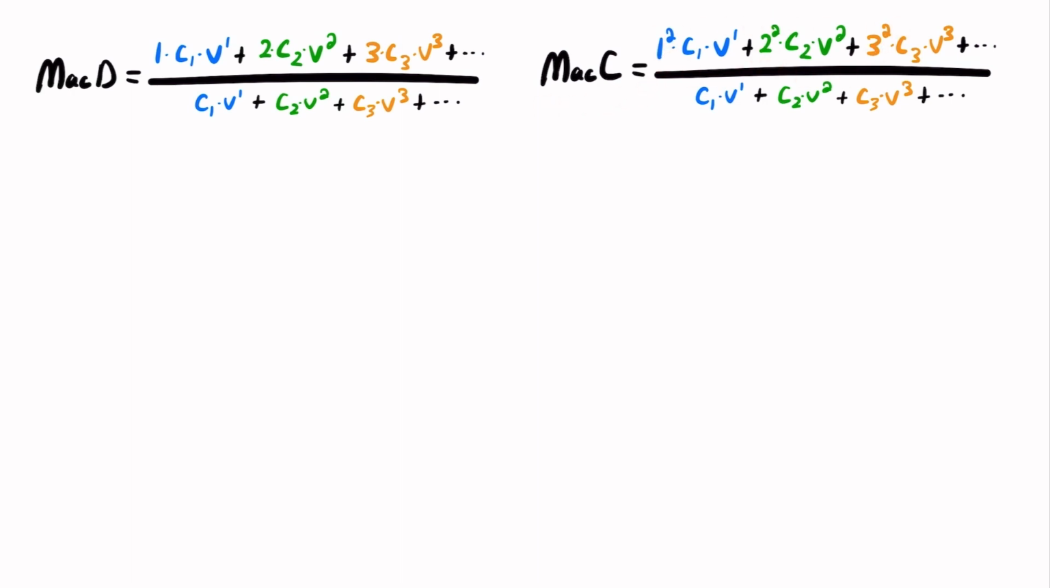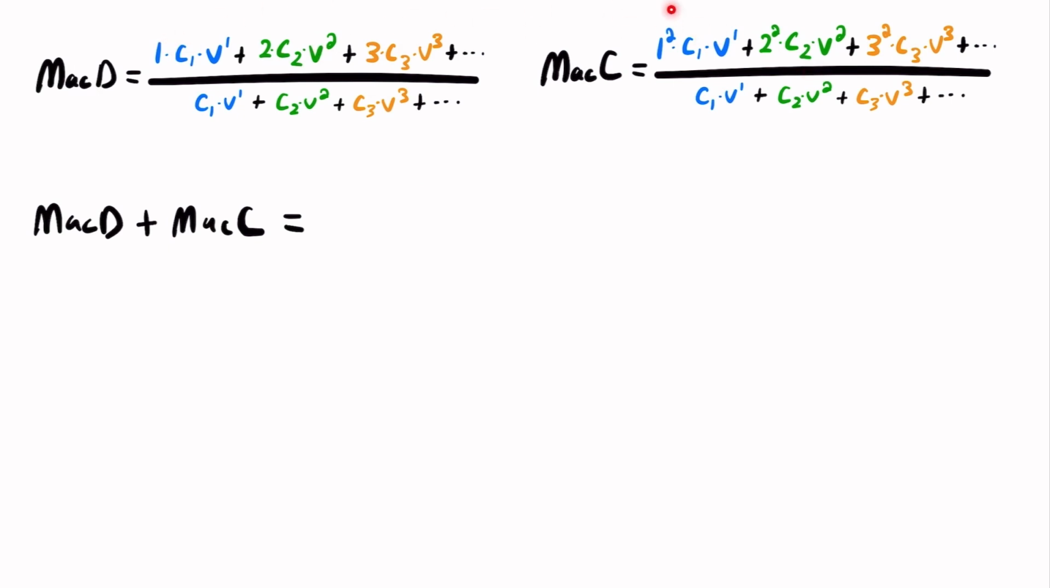All right, now what we're going to do here is actually add these two expressions together. We're going to take the MacD and add it to the MacC. And we can do that pretty easily because both the MacD and the MacC have a common denominator, right? They both just have a denominator, which is the present value of the cash flows. And so we can just add together the terms in the numerator and we have like terms, right?